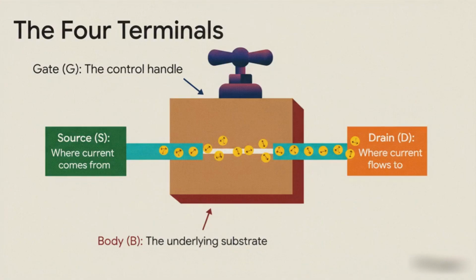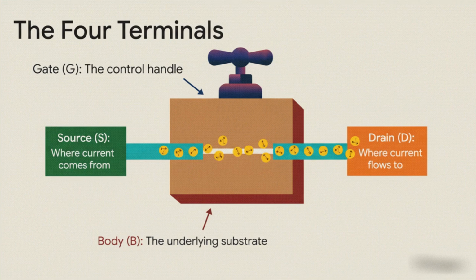Okay, so a MOSFET basically has 4 connection points, or what we call terminals. You've got the source, which is where the electron current comes from, and the drain, which is where it flows to. The body is the silicon foundation it's all built on. You can think of that as the pipe itself. But the most important part, the real star of the show, is the gate. This is the handle of our faucet.